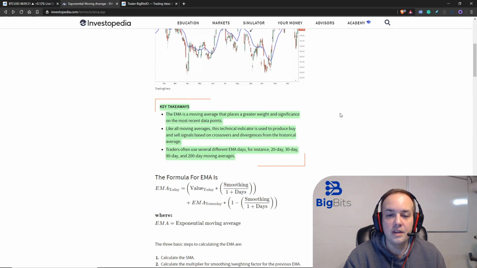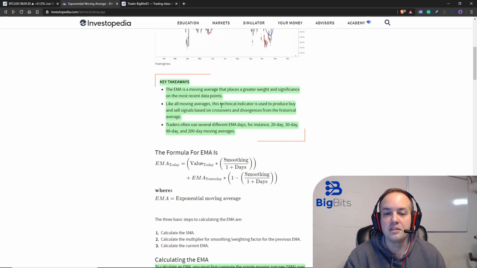They have some key takeaways. The EMA is a moving average. We already covered that. More weight, more significance on the most recent data. Like all moving averages, this technical indicator is used to produce buy and sell signals based on crossovers and divergences from the historical average. This is similar to the simple moving average, but we didn't talk about divergences as much with the simple moving average. Traders often use several different EMA days, for instance 20-day, 30-day, 90-day, and 200-day moving averages.